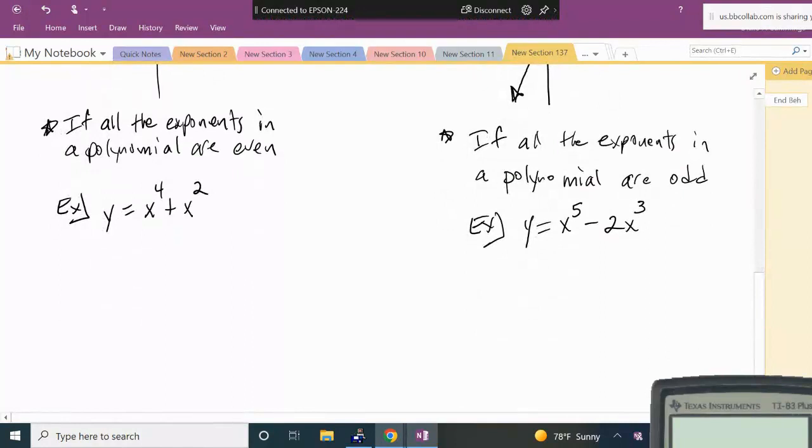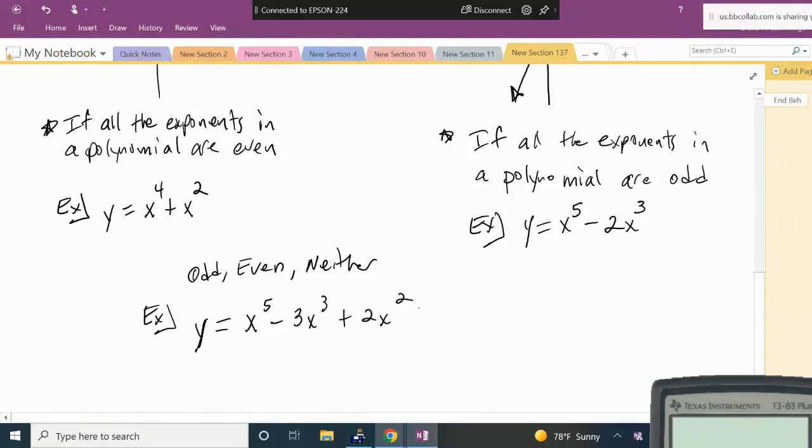So if I were to ask a question, odd, even, or neither. So let's say we have y is equal to x to the 5th minus 3x cubed plus 2x squared minus 9. Right? Is this odd, even, or neither? Well, in order to determine that, you just simply look at all the exponents. If all of the exponents are even, it's an even function. If all of the exponents are odd, it's an odd function. But if you have a mix of even and odd exponents, it's neither.